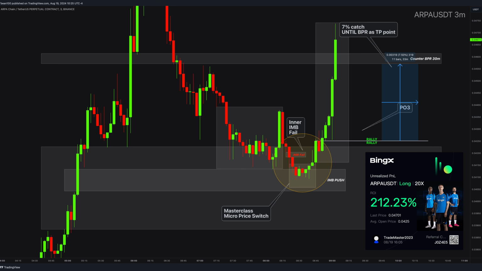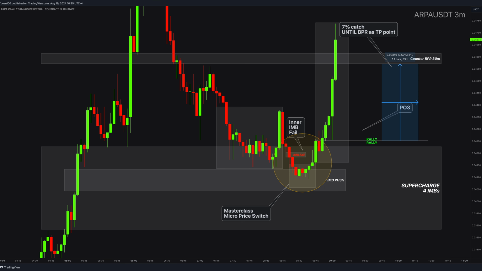Okay, do you remember the 30-minute BPR point which our indicator showed us earlier? I already knew that price was going to react around that area. That BPR was a great take profit point for me. And the rest of the trade is just classic price action.